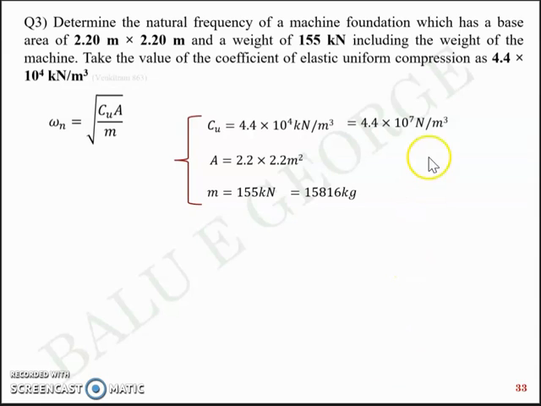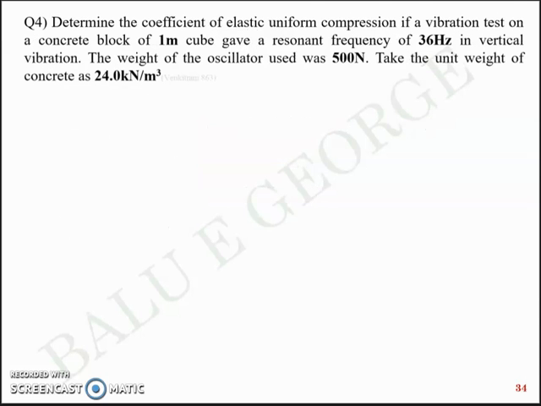All you have to take care of is the unit. So when you provide consistent units, you will get omega n, the natural frequency, in radians per second as 116. Now I can convert that to Fn or hertz by dividing by 2 pi, and I get 18.5 hertz. So this is a very simple example to determine the natural frequency.